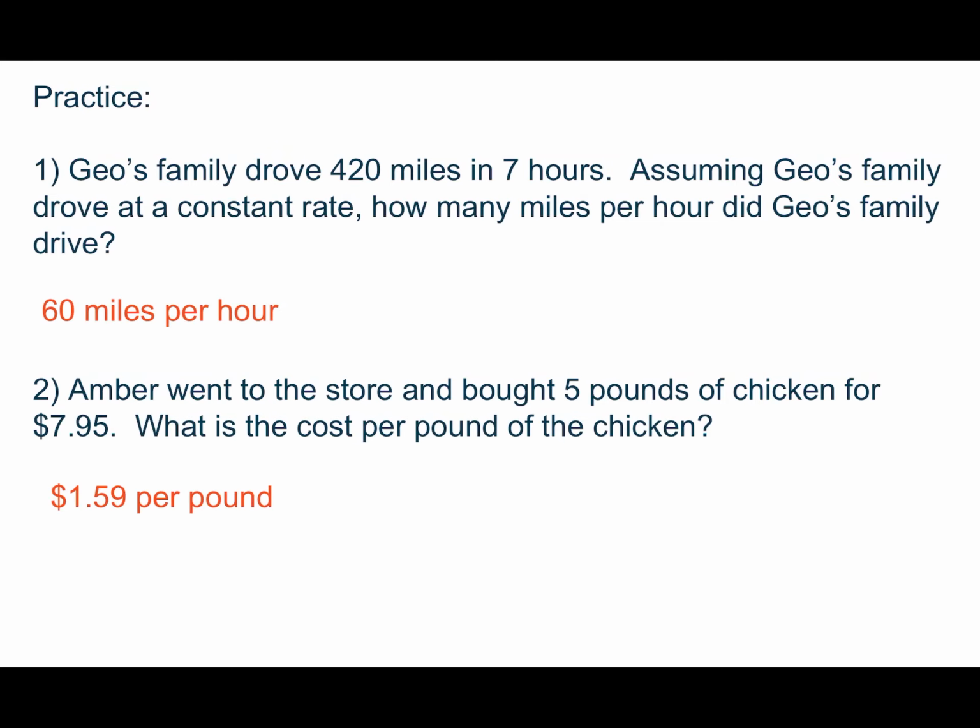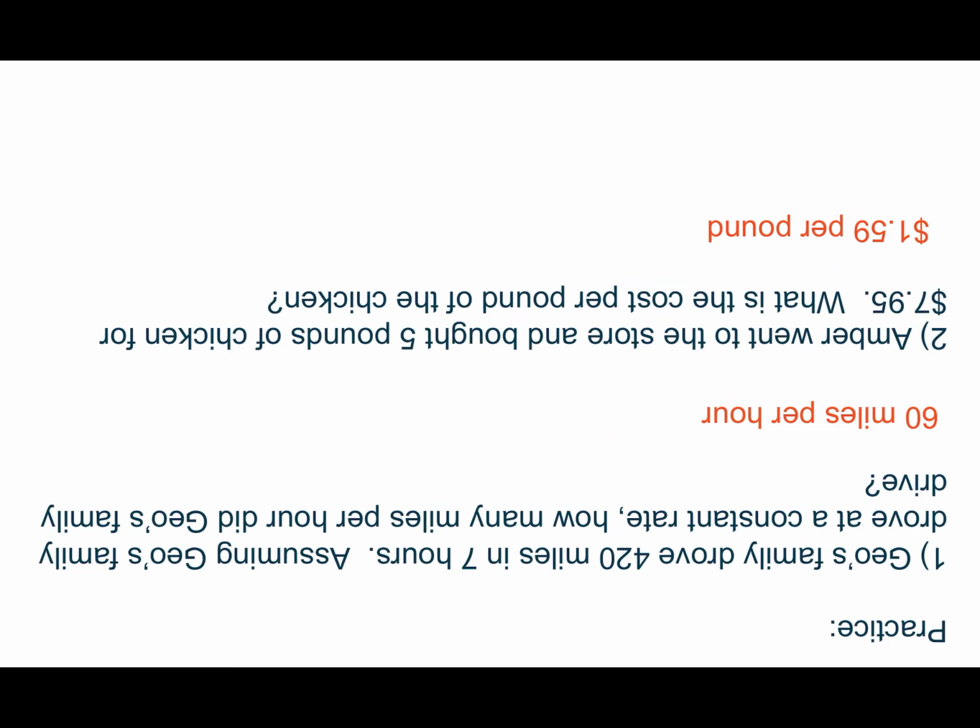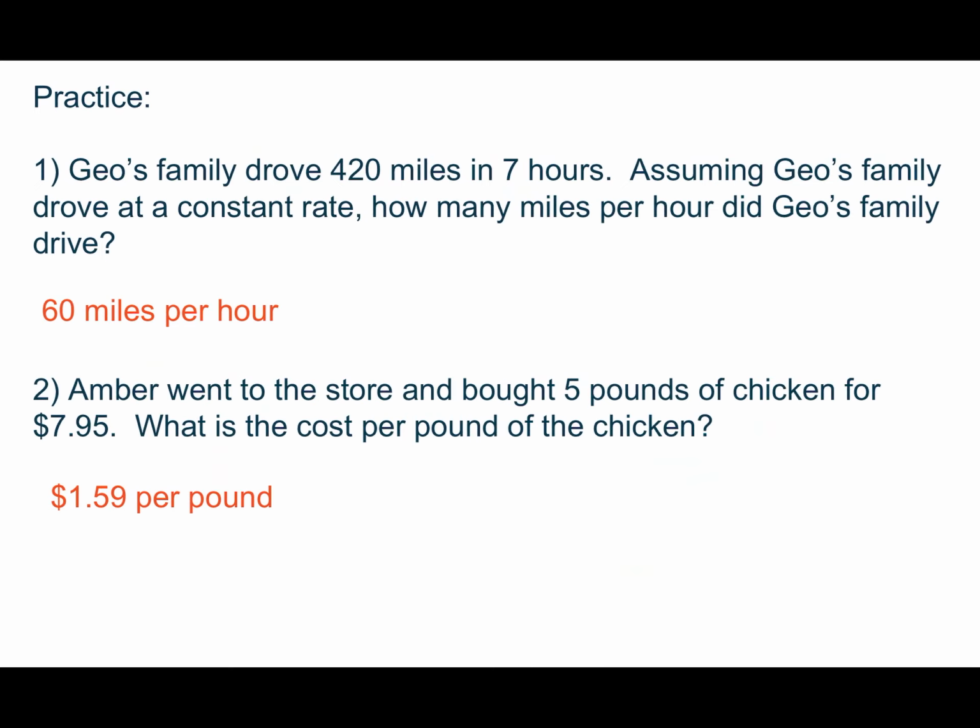So on number 1, you should have gotten 60 miles per hour. And on number 2, you should have gotten $1.59 per pound. Now, if you feel confident with these, you're ready to move on to some independent practice, go ahead and skip to the end of this video to get your Khan Academy assignment. If you're not so sure about one or both of these and you want to see them marked out, just keep watching where you're at.